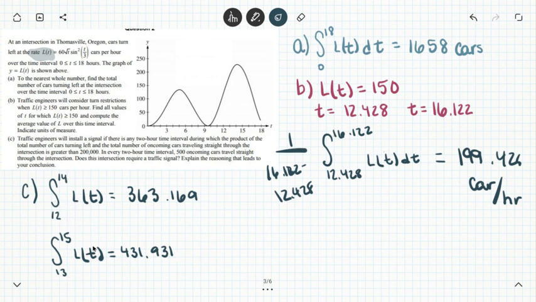The final answer, if you went from 13 to 15, I think if you go from 14 to 16, it's also greater. If you find any answer that's greater than 400, then you know yes is the answer. It does need a traffic light. It does go above 400.